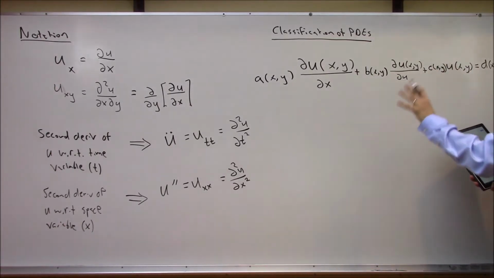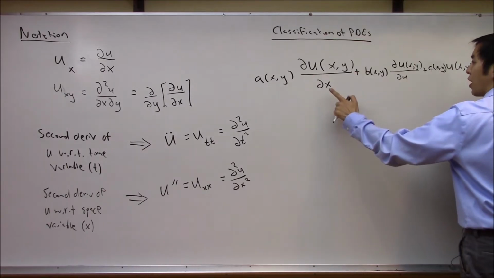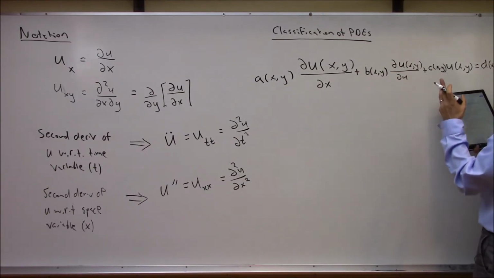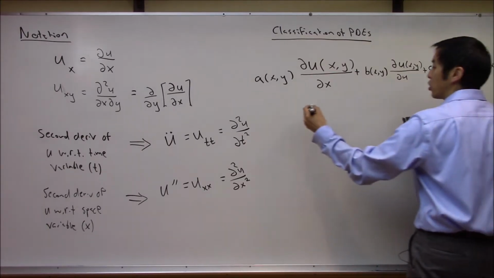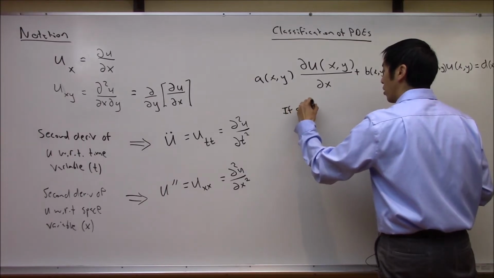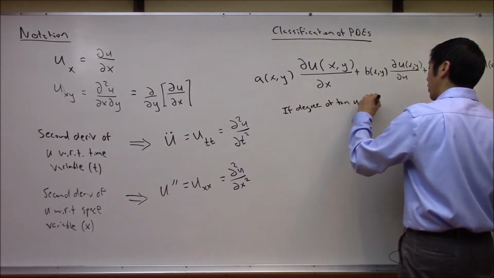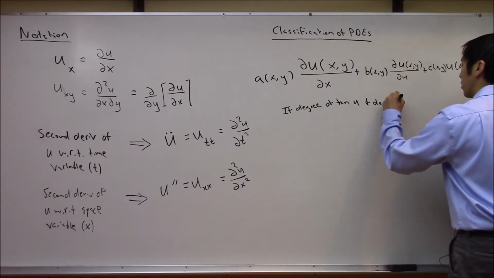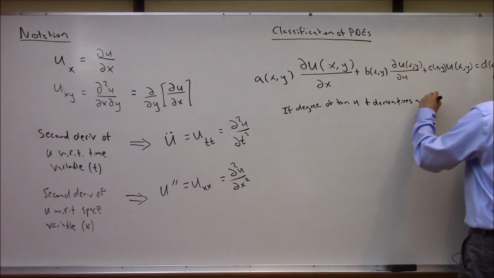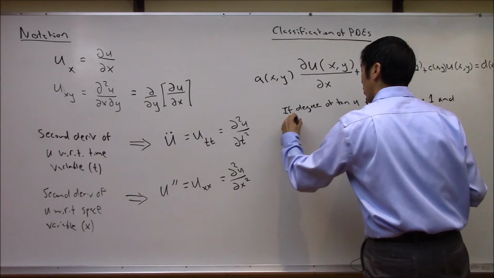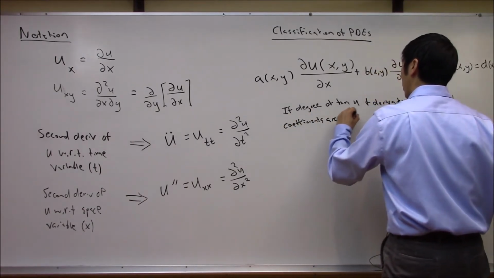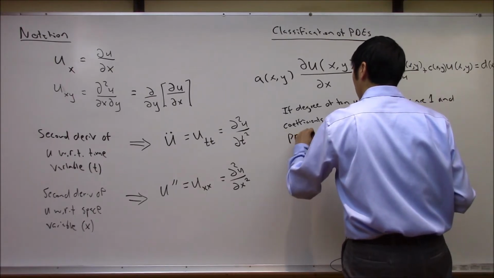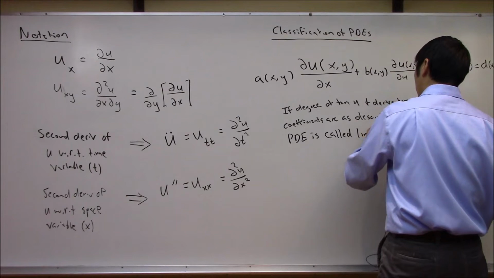And as long as you can write it in this format, in the sense that there are no squares or anything like that, or square roots or cosines, in other words, if the degree is 1, and maybe we should make a note of that: if the degree of the function u and derivatives is 1, and the coefficients are as described above, then this PDE is called linear. And we're going to see there are some nice consequences of having linear PDEs.